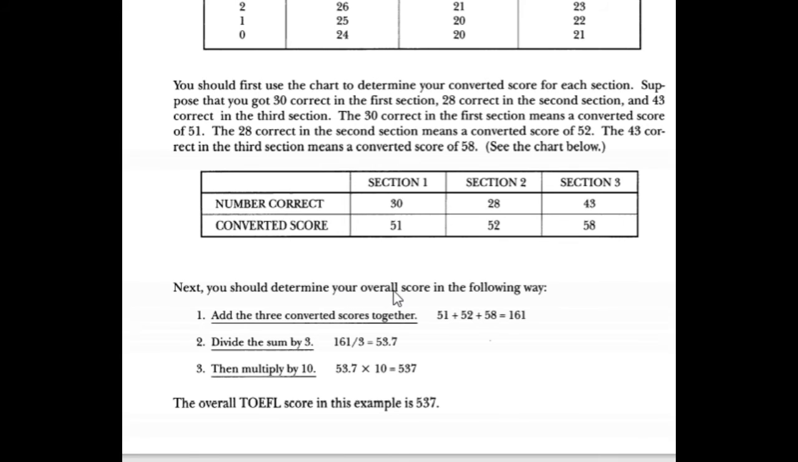Next, you should determine your overall score in the following way. Add the three converted scores together. So 51 plus 52 plus 58, we get 161. Then we divide the number by 3. So 161 divided by 3, we get 53.7. And then we multiply it by 10, so this is 537. So that's our TOEFL score, and this is how we get it, okay?